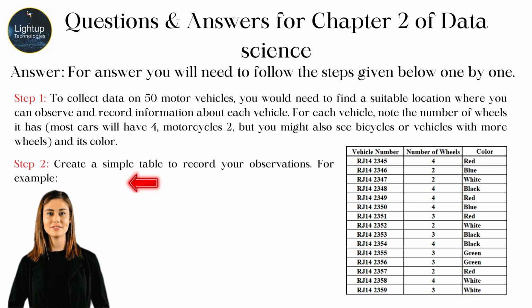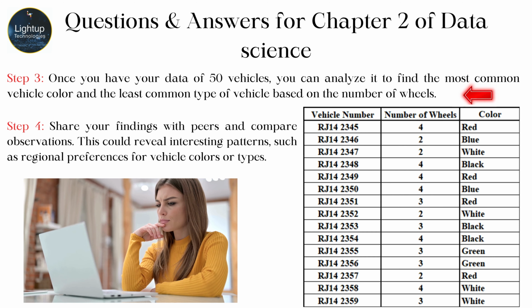For example, Step 3. Once you have your data of 50 vehicles, you can analyze it to find the most common vehicle color and the least common type of vehicle based on the number of wheels. Step 4. Share your findings with peers and compare observations. This could reveal interesting patterns, such as regional preferences for vehicle colors or types.